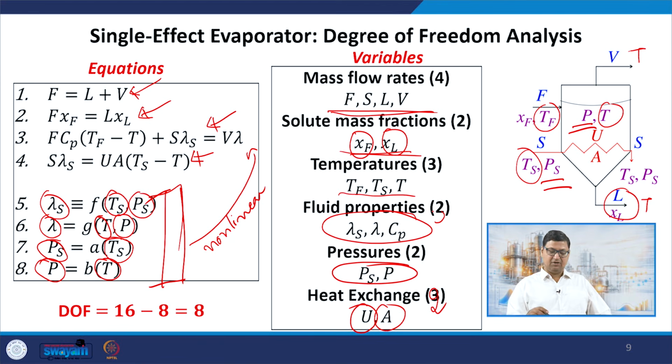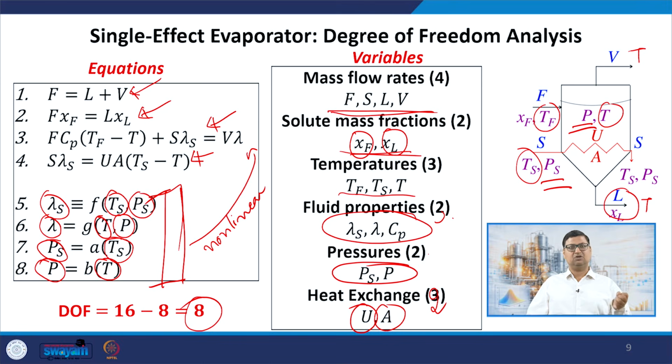So, in total we have 4 plus 2 plus 3 plus 3 plus 2 plus 2, right. So, we have a total of 16 variables in the problem and we have 8 equations, right. So, we can find the degree of freedom and we have to specify 8 of those variables as given, only then we can solve it, right.